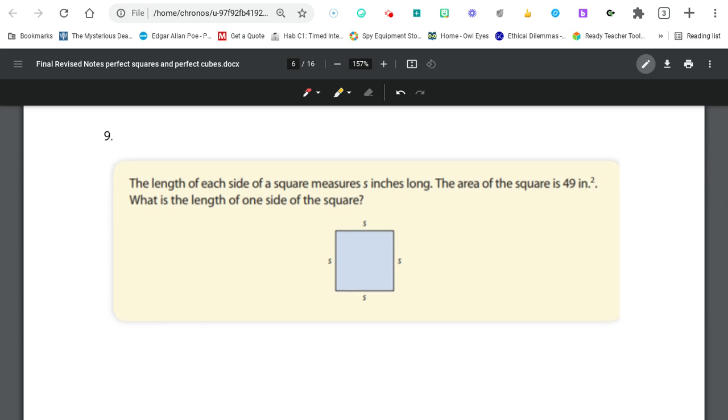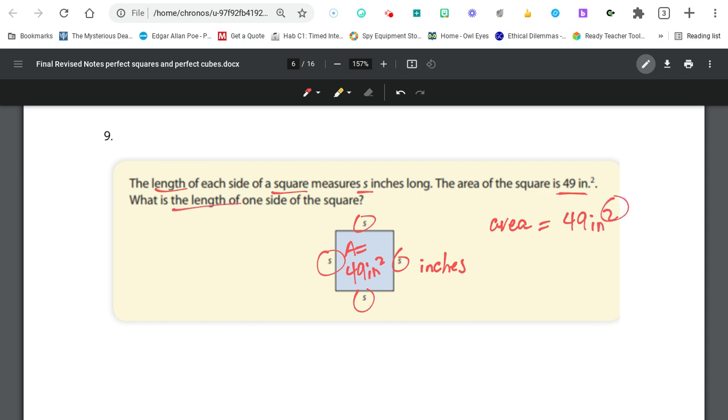So going to number 9, it says the length of each side of a square is s inches. Basically, you don't know it. That's why they have a variable. I know it's in terms of inches, so that's the unit. The area of the square is 49 square inches. What is the length of one side?